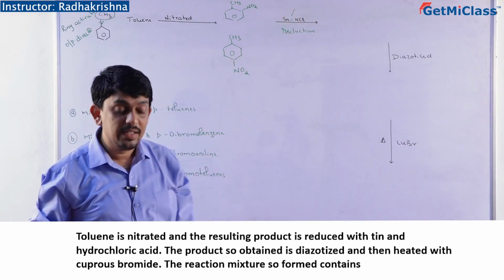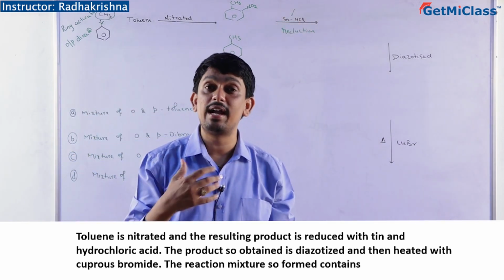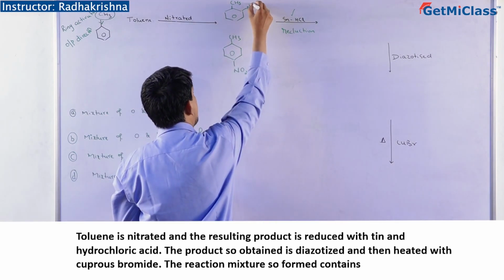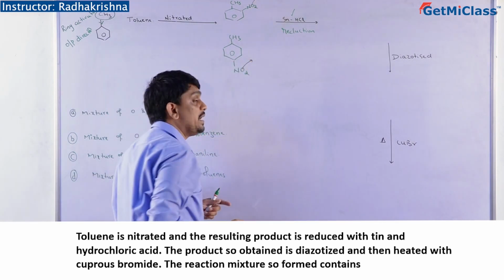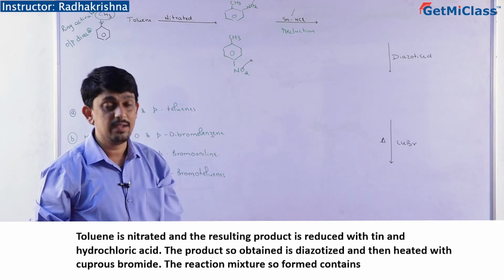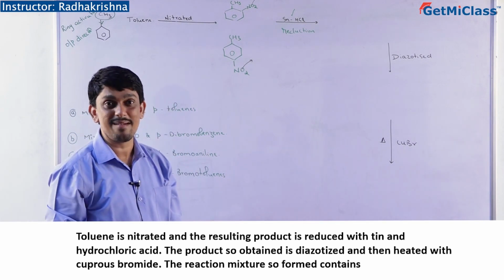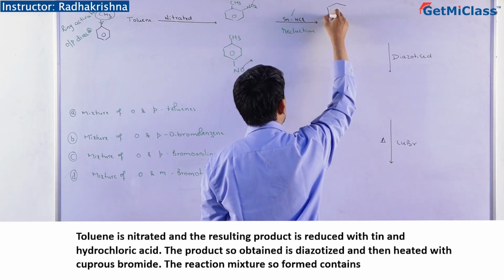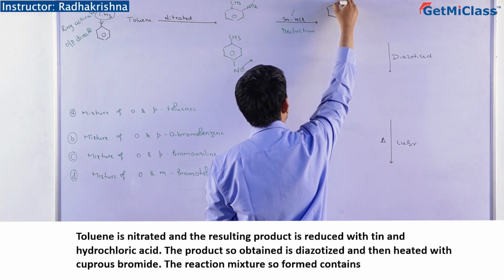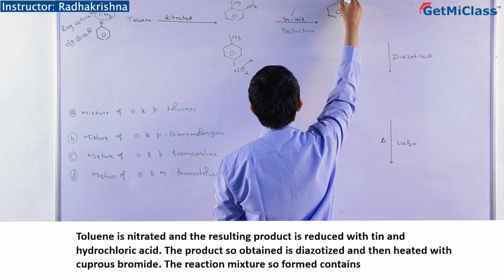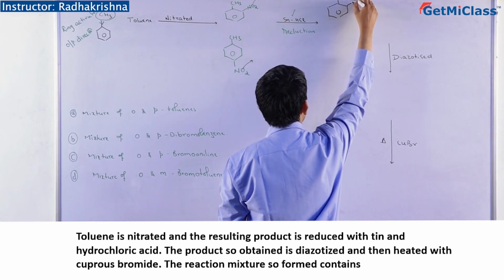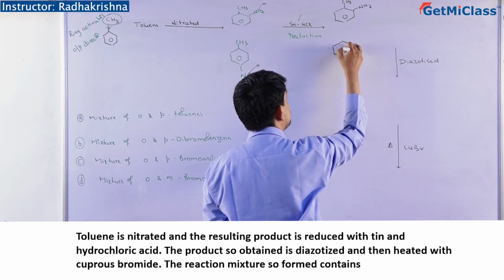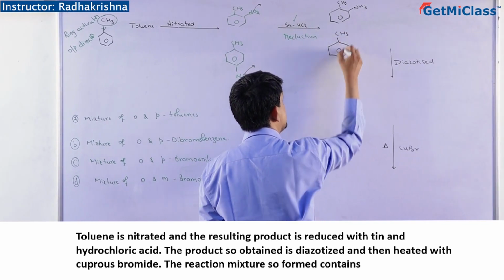I know that the nitro group undergoes reduction. Reduction means removing oxygen, and in the place of oxygen we are introducing hydrogen. So NO2 after reduction becomes what? NH2. So the products we are getting here are ortho-methyl aniline and para-methyl aniline. That's it.